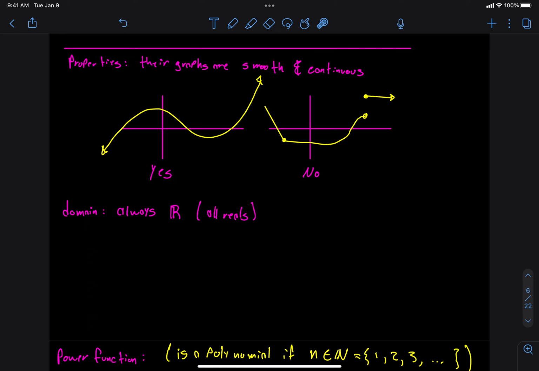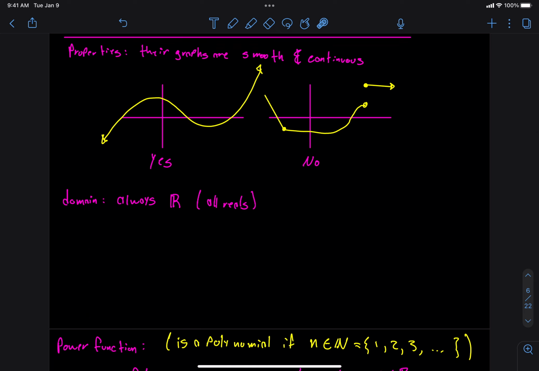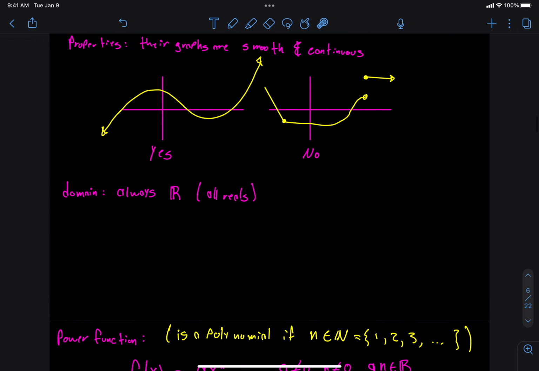Then we discussed the graph of polynomials, which are smooth and continuous. A graph of a polynomial will never have a kink, and it will never have a jump. The domain of polynomials is always all real numbers.